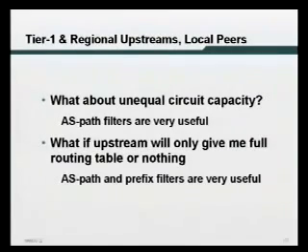Unequal circuit capacity, similar ideas. Use the AS path filters, think about how you do the addressing and so forth. If the upstream will only give you the full routing table or nothing at all, again, AS path filters and prefix filters are very useful. The OSPF or IS-IS originating a default route works very well too.